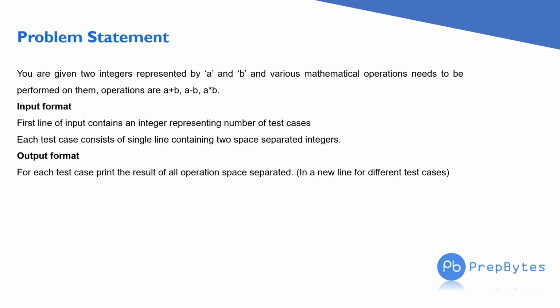So let's see the sample input now. The first line of input contains an integer representing the number of test cases. That means we have two test cases here. The first test case has a value 5 and b value 6. The second test case has a value 10 and b value 10. The output for the first test case is 11, minus 1, 30. This time they are space separated, not on a new line. The sample output for the second test case is 20 for a plus b, 0 for a minus b, and 100 for a multiplied by b.